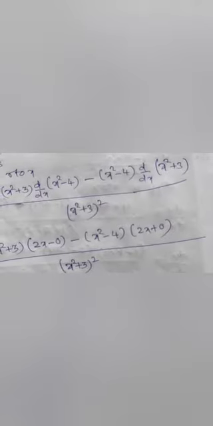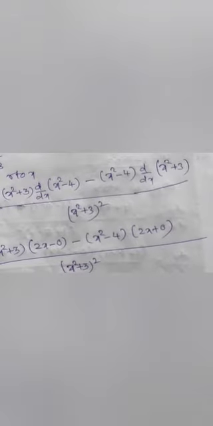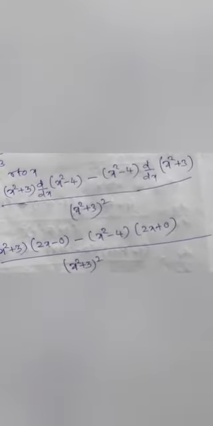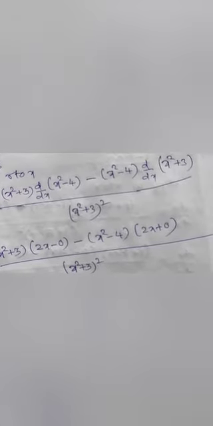The differentiation of x square minus 4 is, x square value is 2x, and minus the 4 value is 0, minus x square minus 4 as it is, d by dx of x square plus 3 is, here differentiation of x square value is 2x, and 3 value is 0. So 2x into x to the power 2 plus 3 minus 2x as it is into x square minus 4. This value is dy by dx.